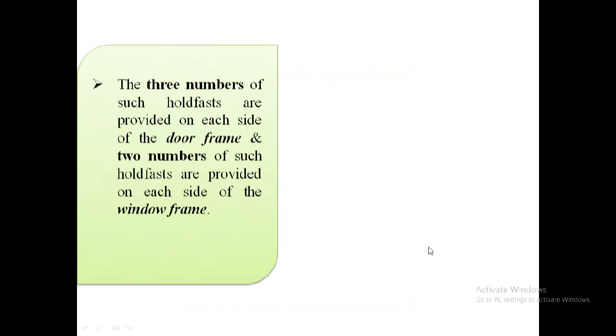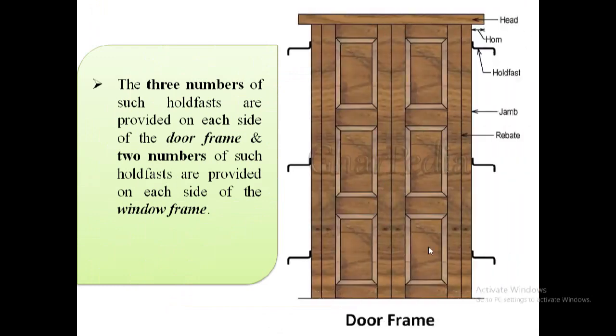Three holdfasts are provided on each side of the door frame, and two holdfasts are provided on each side of the window frame. So here you can see this is the door frame, and three holdfasts are provided on each side of this door frame, and for window frame it is 2 numbers. Holdfasts keep the frame in position.